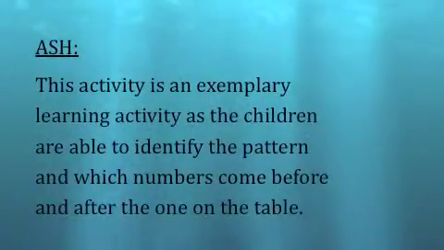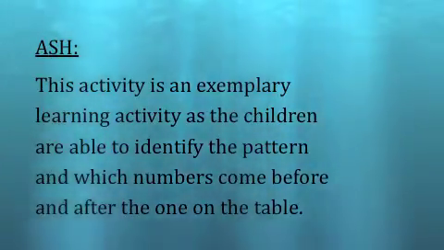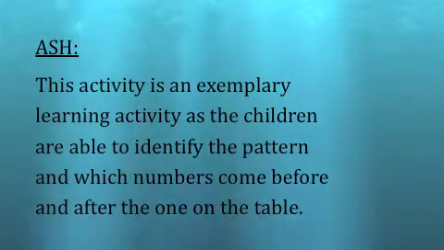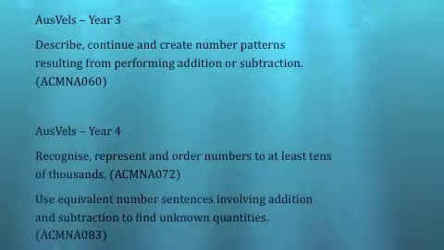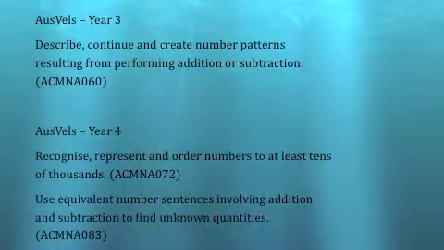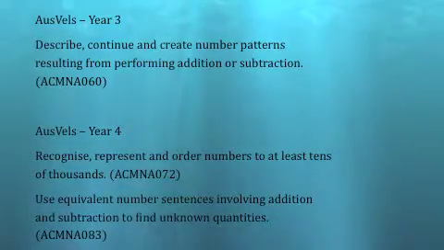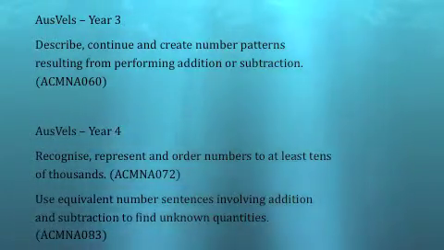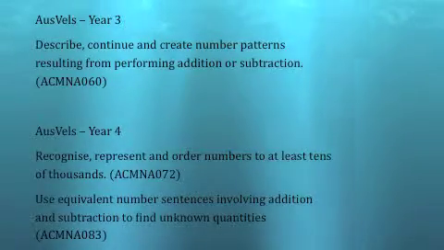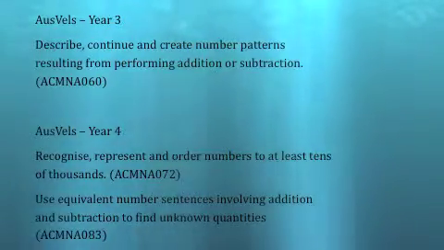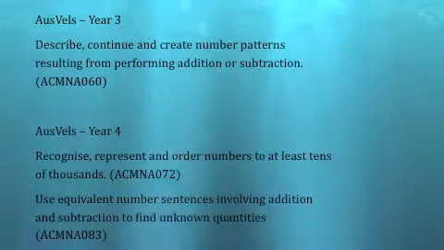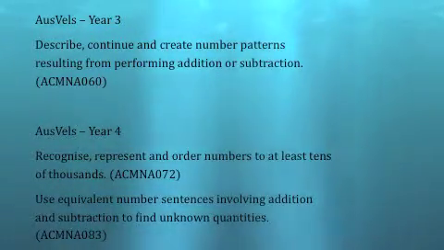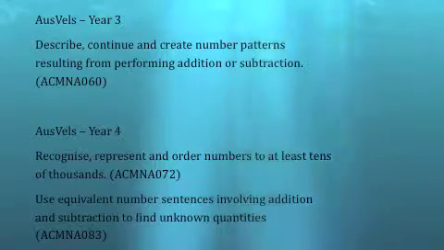Cool. This is an exemplary learning activity as the children are able to identify the pattern and which numbers come before and after one on the table. AusVELS Year 3. Describe and create number patterns resulting from performing addition and subtraction. AusVELS Year 4. Recognise, represent and order numbers to at least tens of thousands. Use equivalent number sentences involving addition and subtraction to find unknown quantities.